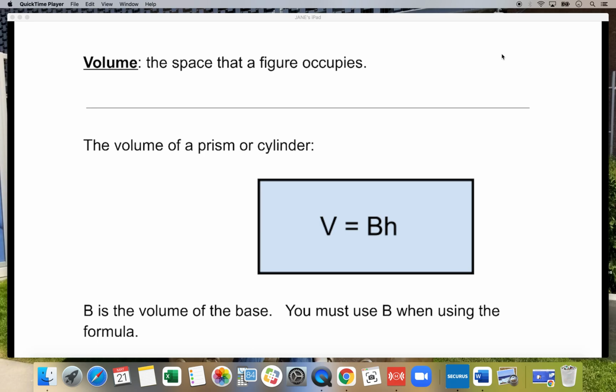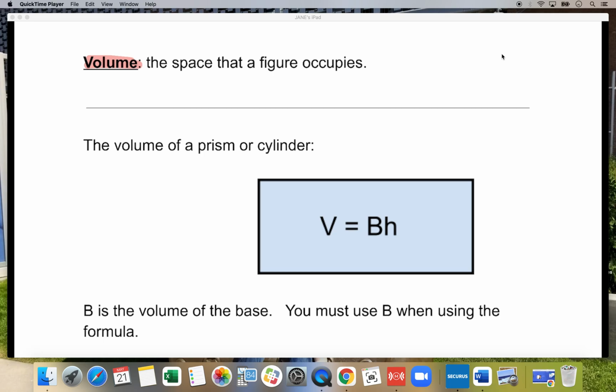Today what we're going to do is look at the volume of a figure. Now, in the past, we looked at surface area. The surface area of a figure, like we had mentioned before, is wrapping a present. It's the gift wrap that you put on the outside of the present. Volume is not the outside, it's the inside. It's the space that occupies the figure.